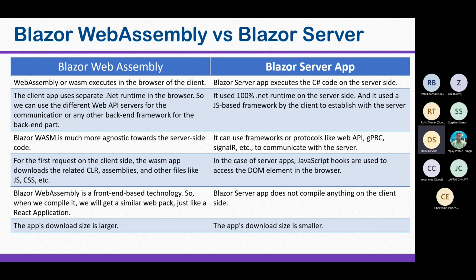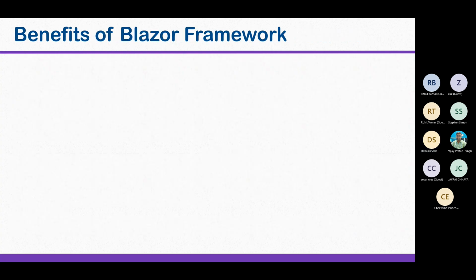The application size of a Blazor WebAssembly app is much larger because it contains the .NET framework, WebAssembly dependencies, application dependencies, resources, everything. But in the case of server side, the application size is much smaller because everything is hosted on the server, and we just need to update the signals regarding that request.